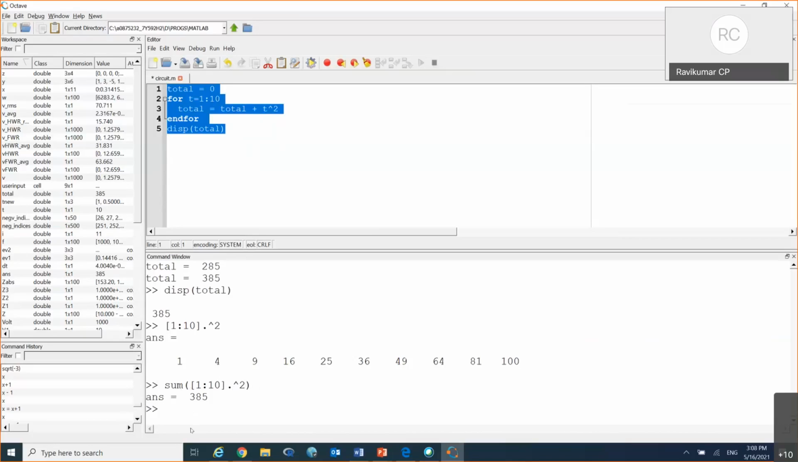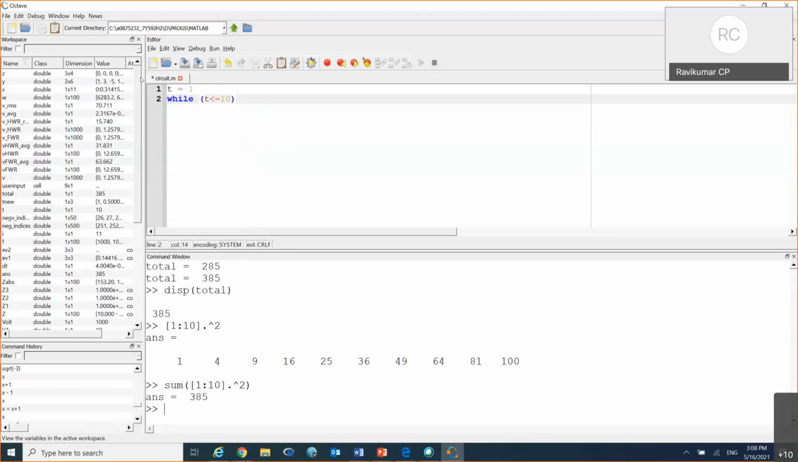While loops are similar. Okay, let us try writing a while loop. While loop is also very similar. Suppose I want to write a while loop for the same application. Let us say t is initialized to 1. And I can say while t is less than or equal to 10.